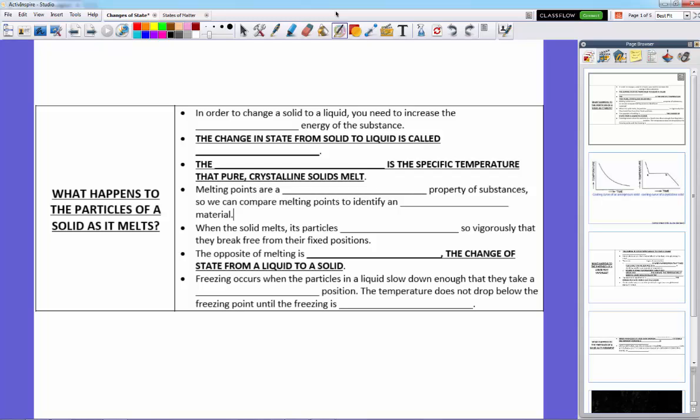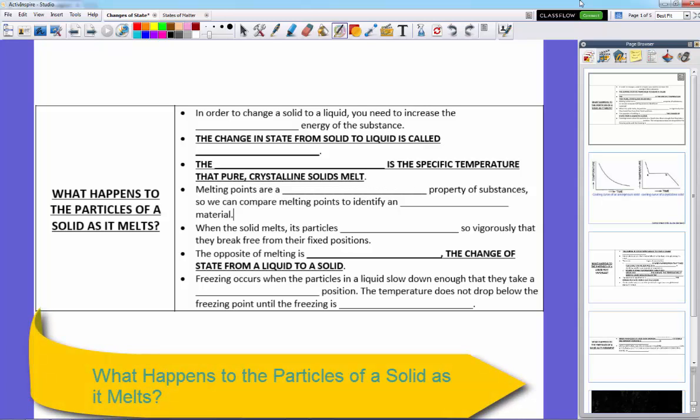Now we're going to look over this in class a lot more, and so this is more of a general statement about what this stuff is. So let's go ahead and get started by talking about changes in states of matter.